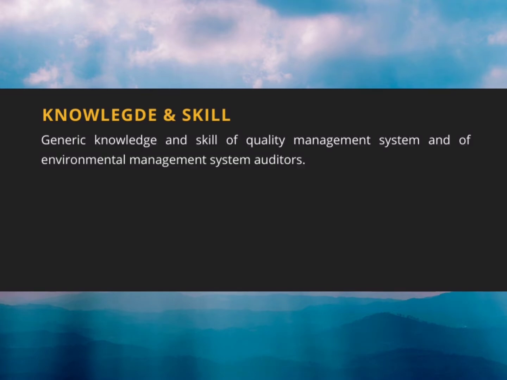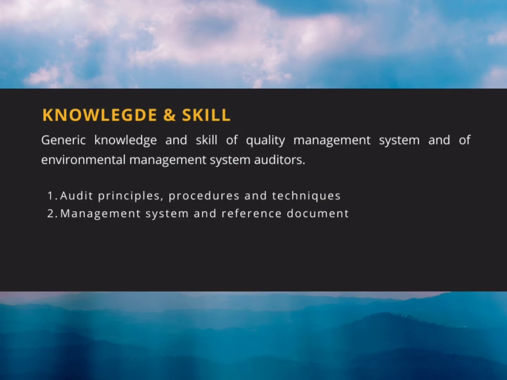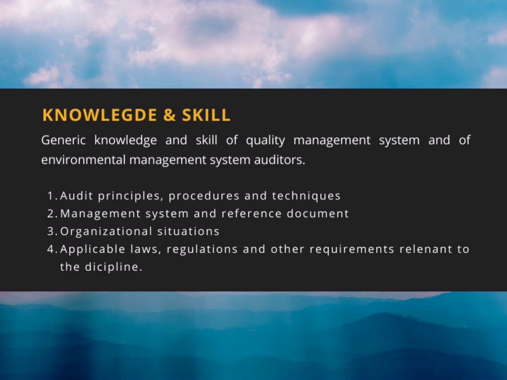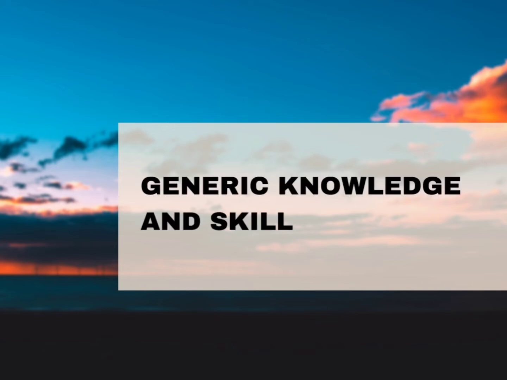Generic knowledge and skill of quality management system and environmental management system auditors are covered in four items. The first one is audit principles, procedures and techniques. Second is management system and reference documents. Third is organizational situations, and the last one is applicable laws, regulations, and other requirements relevant to the discipline. Next, we move to generic knowledge and skill of auditors.